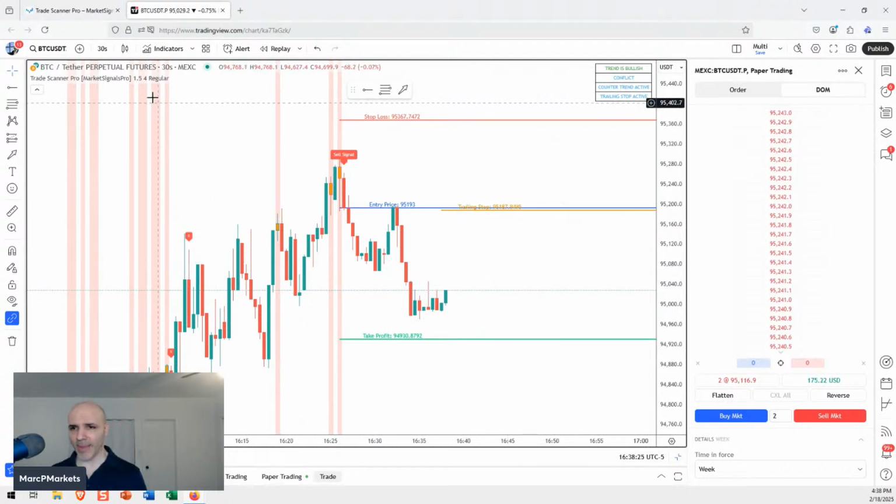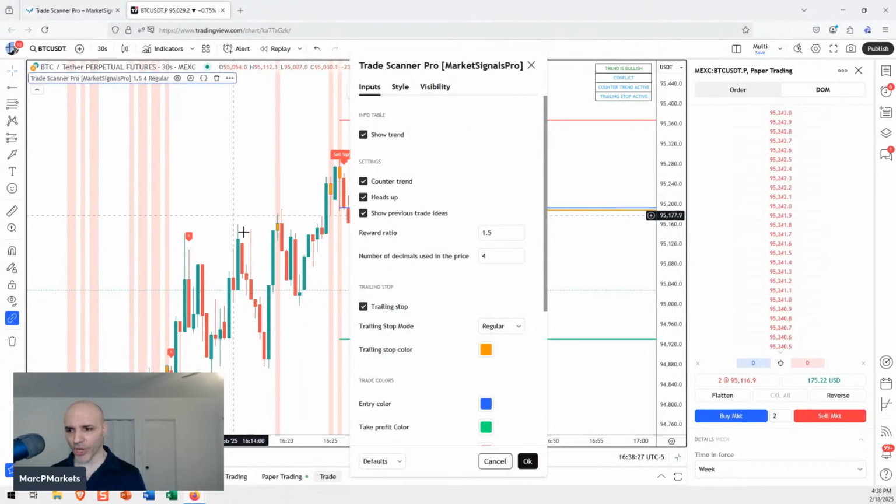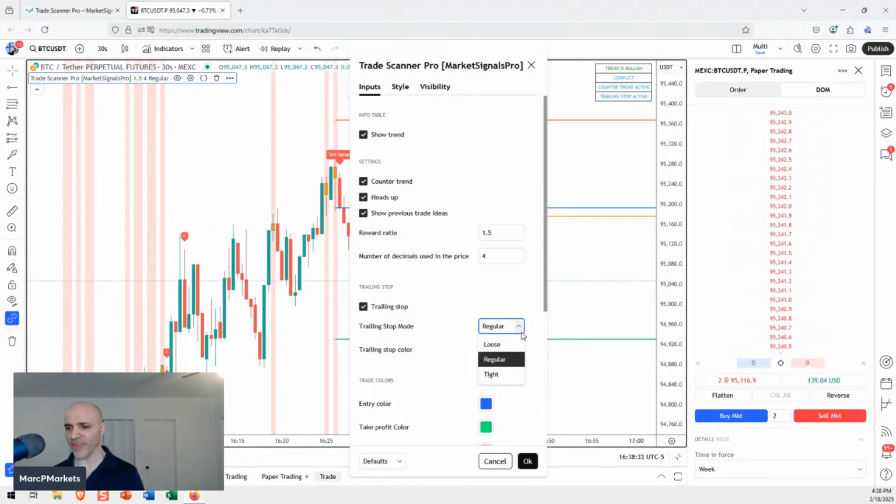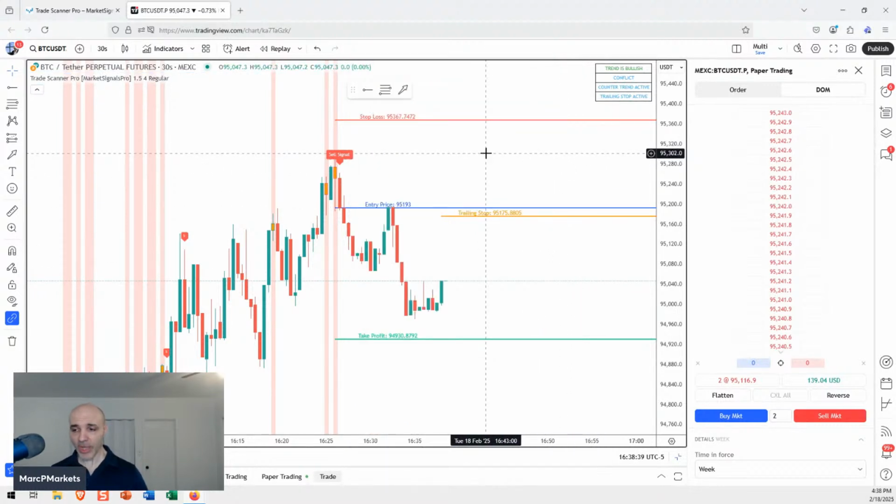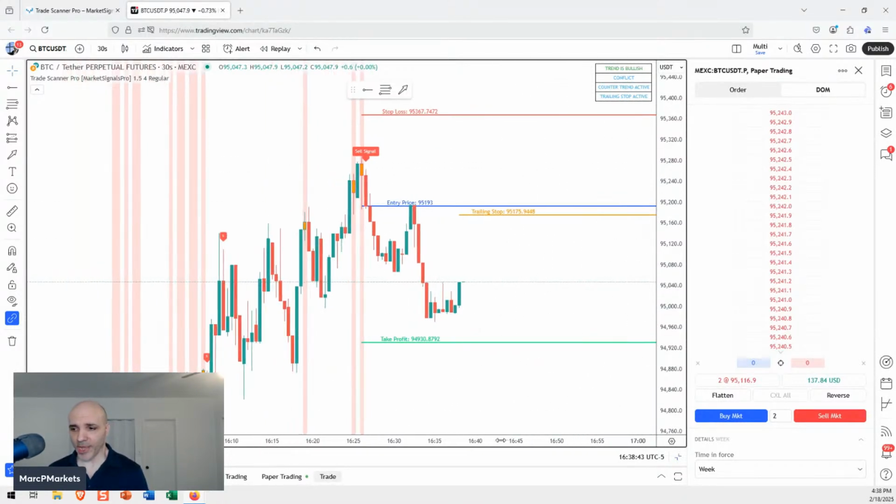This trailing stop, I never changed the setting on this. It's at regular. That's a good question, Sam, because you could change this. We made this function available where you could make it very tight or very loose. That's going to depend on your own personal preference. But I keep it on regular. There's really no reason to set that.